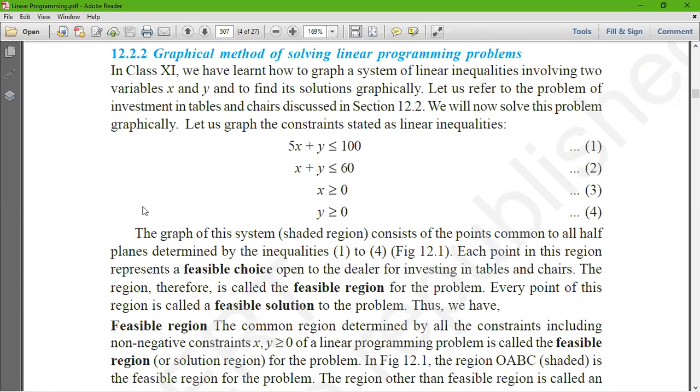questions. Before solving these questions, we are going to define some basic terminology such as feasible region or feasible solution. Now, for this, let us consider an example. Let 5x plus y less than or equal to 100, x plus y less than or equal to 60, and x greater than or equal to 0, y greater than or equal to 0.